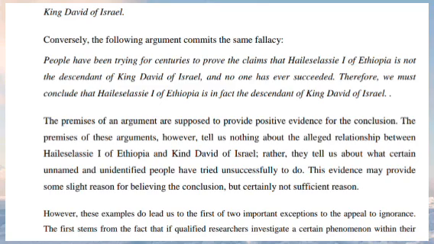Conversely, also the following argument commits the same fallacy. People have been trying for centuries to disprove the claims of astrology, and no one has ever succeeded. Therefore, we must conclude that the claims of astrology are true.